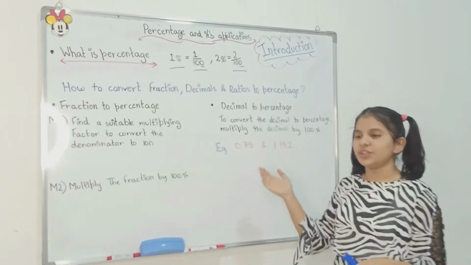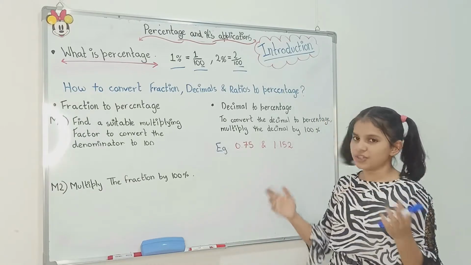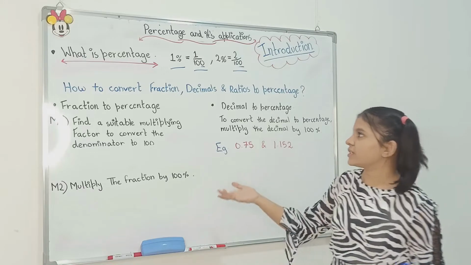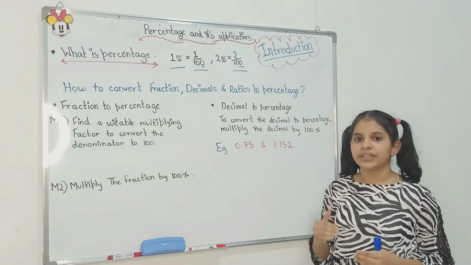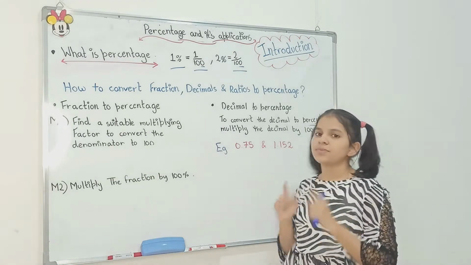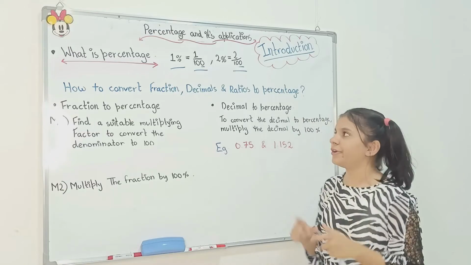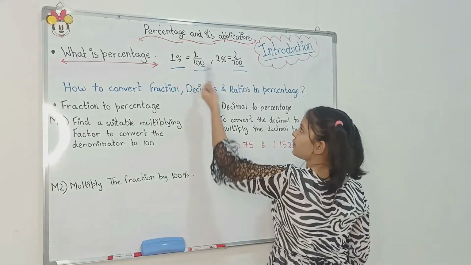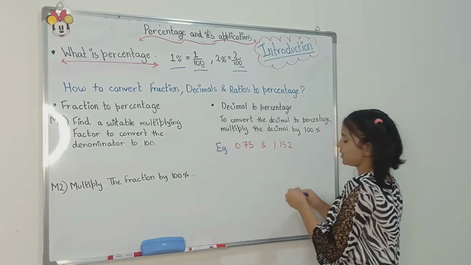So in the previous video we finished with the chapter ratio and proportion, and in today's video we will be starting with a new chapter, percentage and its application. So first we will take percentage. What is percentage? Percentage is a fraction with its denominator equal to 100. So in a percentage, the denominator should always be equal to 100. For example, 1% is 1 by 100 and 2% is 2 by 100.